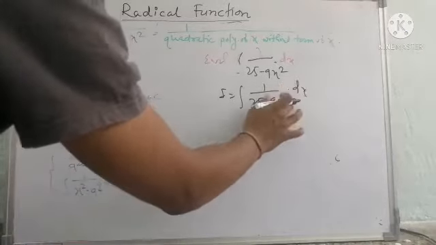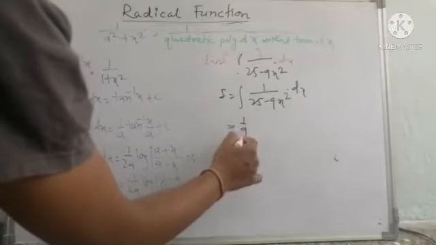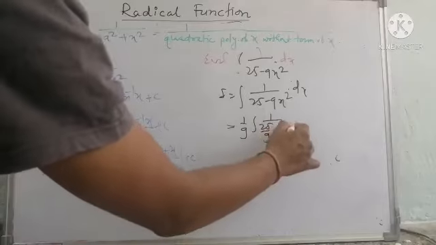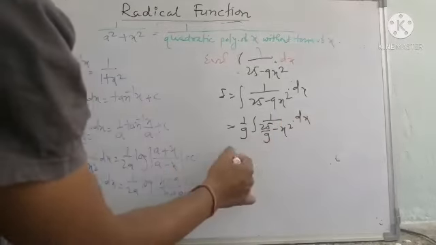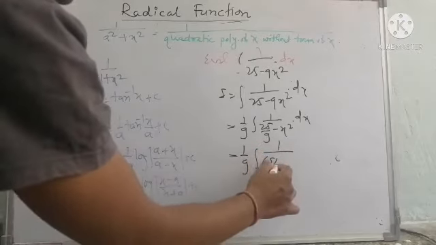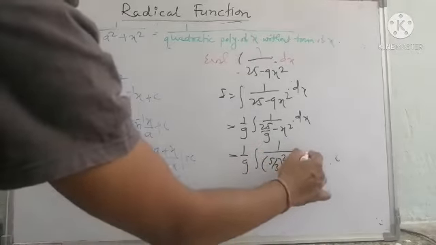So we take only 9 common out of this denominator. So out of the integration we get 1 upon 9, and in the integration 1 upon (25/9 minus x square). Now make the constant in terms of a square. 25/9 is the square of 5 by 3. So (5/3) square minus x square, into dx.